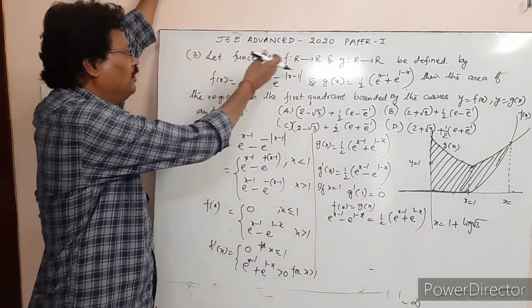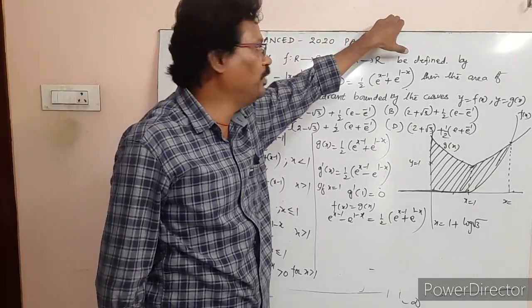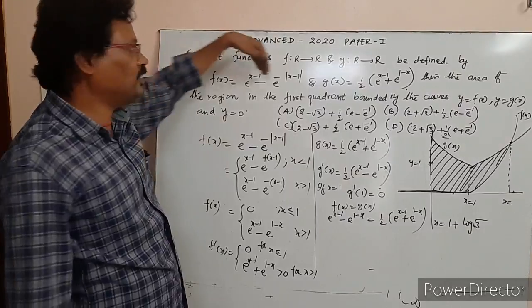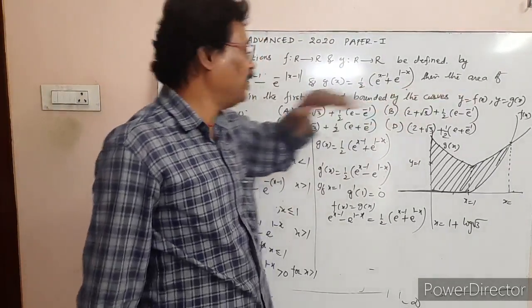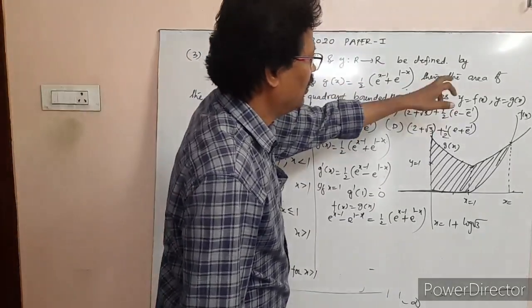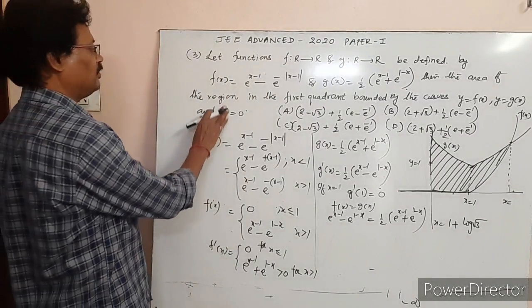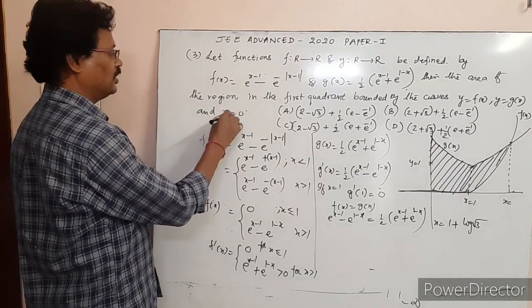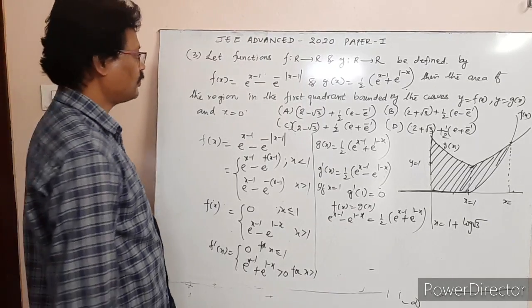Now see this. Let f from R to R and g from R to R be defined by f(x) equal to this, g(x) equal to this. Then the area of the region in the first quadrant bounded by y equal to f(x), y equal to g(x), and x equal to 0.